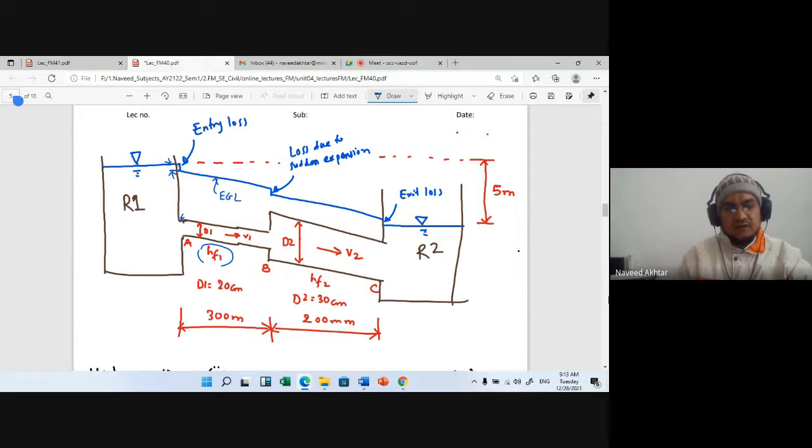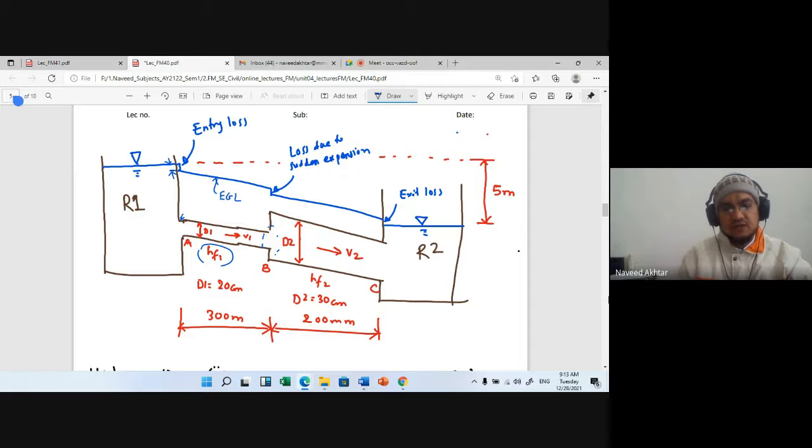Then again we will come to the sudden expansion of the pipe at this juncture. So this is nothing but the loss due to sudden expansion. Then again your energy line will drop. So first we will draw the energy line, then we will be able to solve the example.